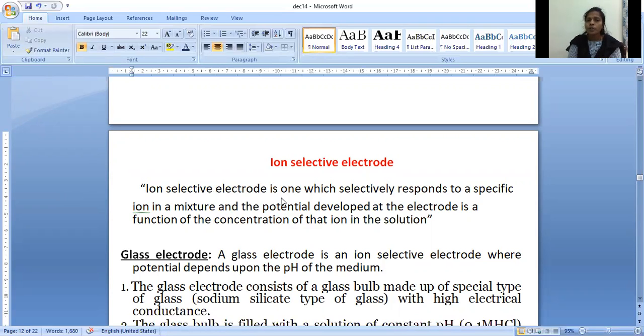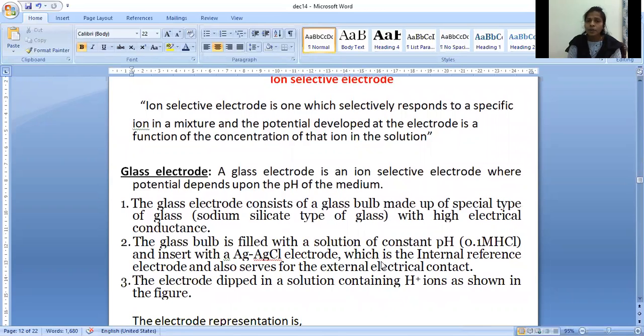So an ion selective electrode is one which selectively responds to a specific ion in a mixture, and the potential developed at the electrode is a function of the concentration of that ion in the solution. So whatever potential is developing here, that potential is a function of the concentration of the particular ion. That means whatever ion is passing through the electrode, that ion concentration is related to the electrode potential. So an example of an ion selective electrode is the glass electrode. It is part of our syllabus.